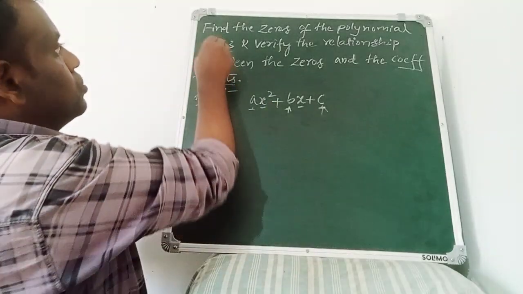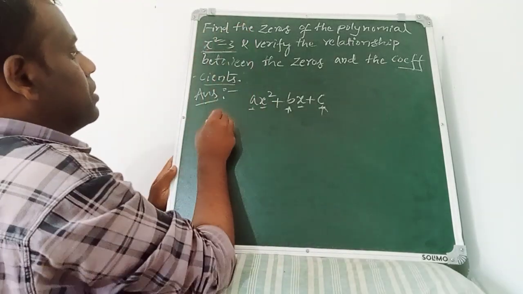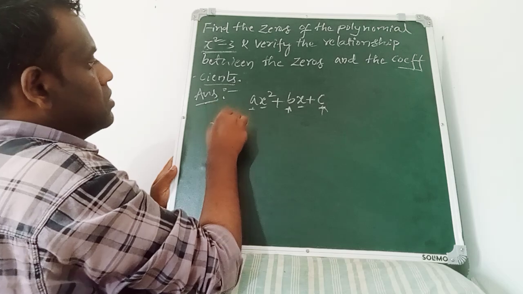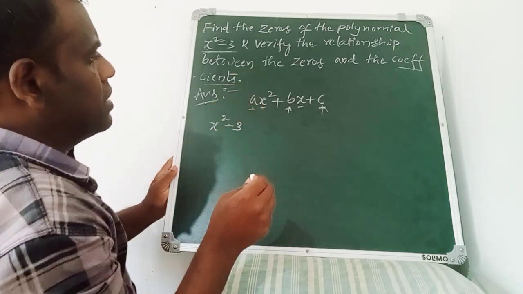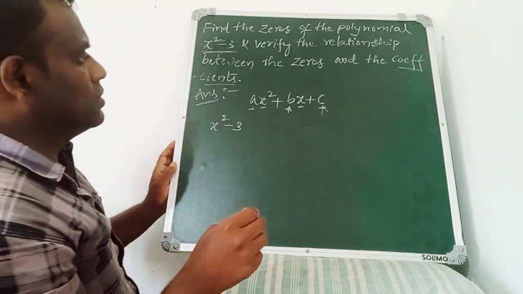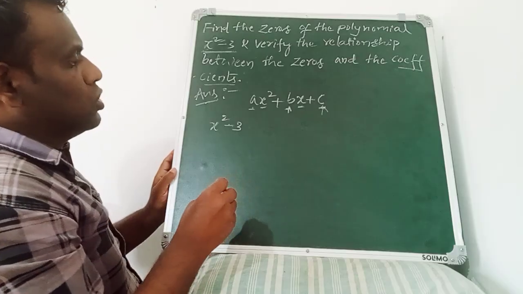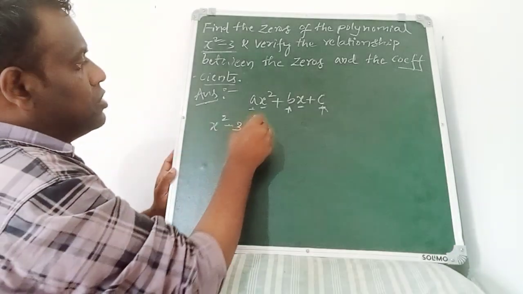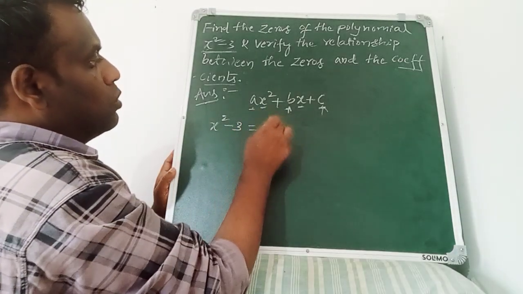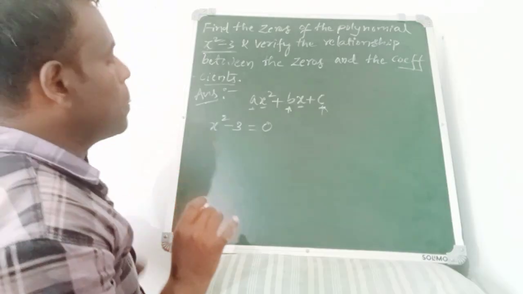To find zeros, take the given polynomial x square minus 3. To find zeros, we have to equate this to 0. x square minus 3 equal to 0. We have to write like this.